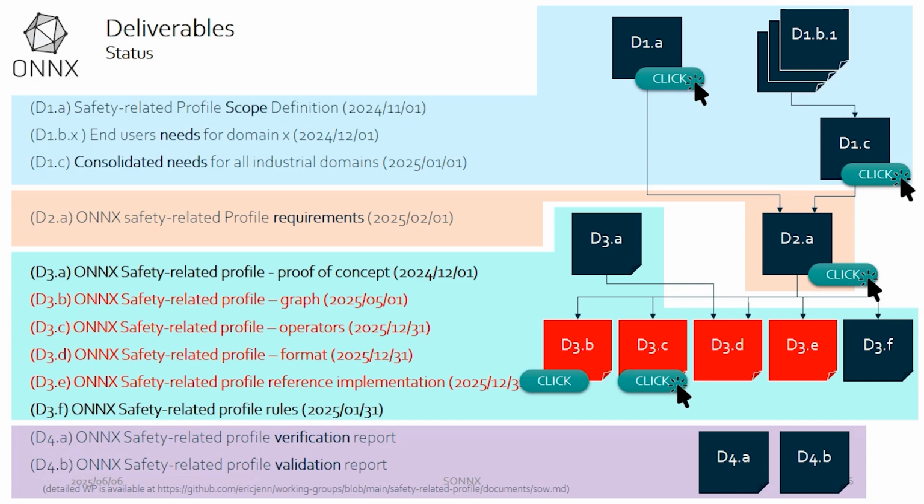And the series of deliverables D3B to D3E constitute the core of the work to be done. Currently, most efforts have been focused on specifying operators, and I will present an example in the upcoming slides. Deliverables D4A and D4B aim to verify and validate the earlier results, and this work has not yet begun.